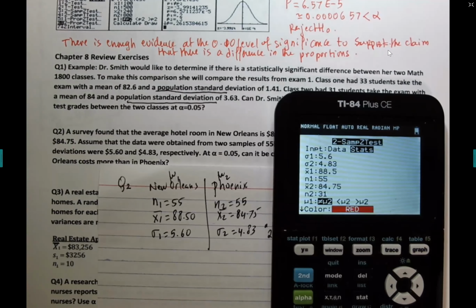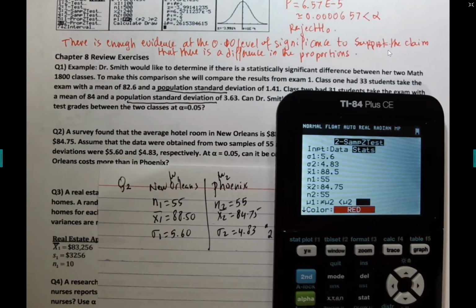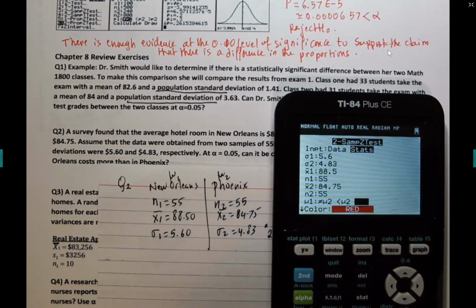What do you think, guys? Do you think New Orleans costs more? I mean, it's a $3 difference. I don't know if we can approve of this. Let's see, 55, and that's greater than. You always have to ask, is the difference statistically significant? Or is it practically significant? If it is $1 or $2, maybe people wouldn't look at it as really a difference.